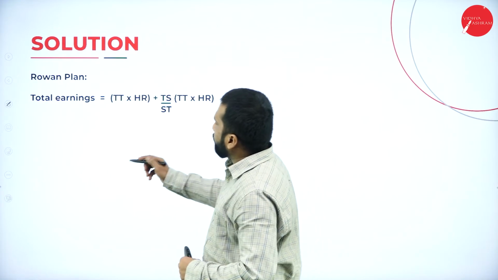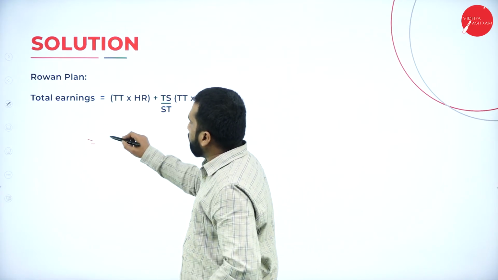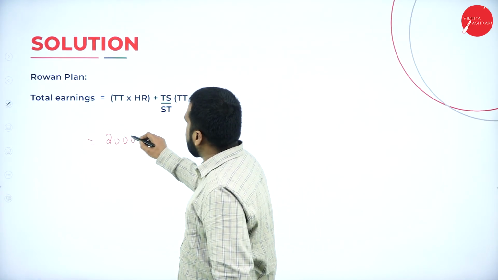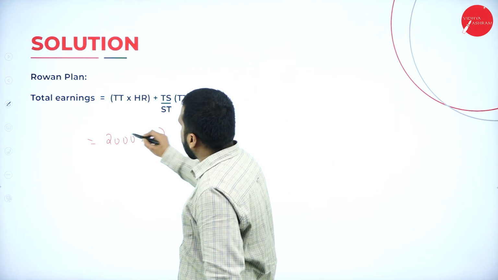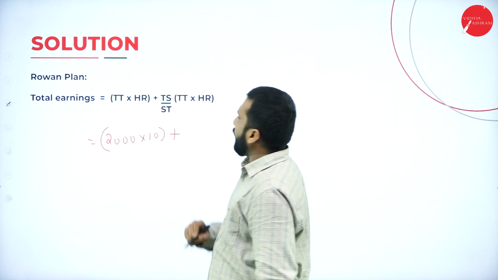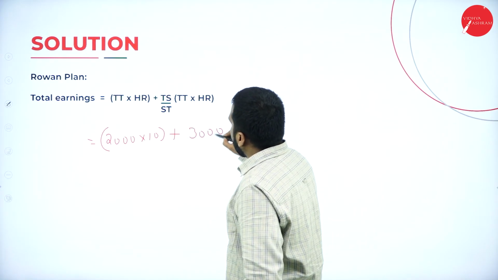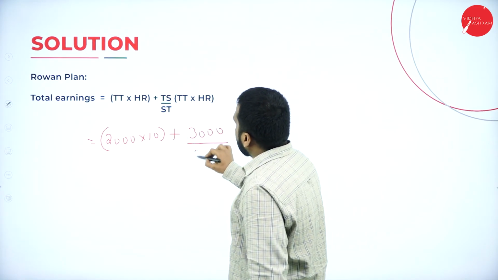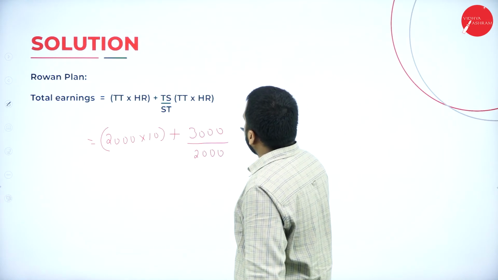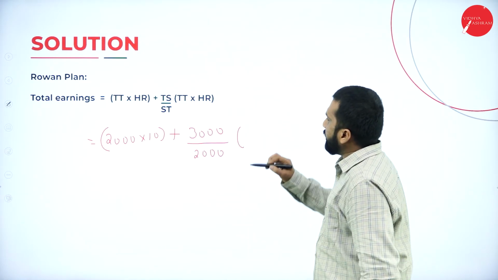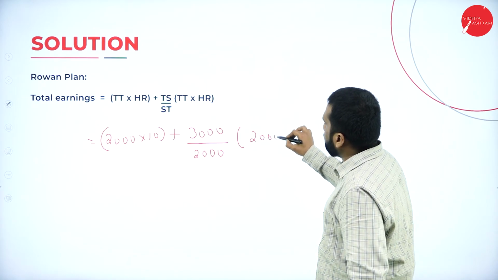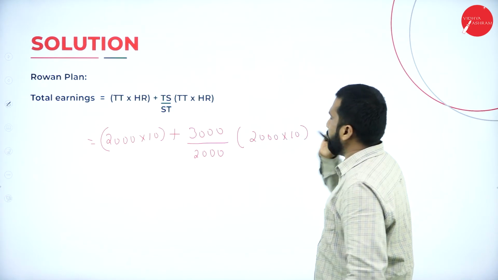As per the Rowan plan, time taken. What is the time taken? 2000 hours. What is the hourly rate? 10 rupees. Plus time saved. What is the time saved? 3000. What is the standard time? 5000 hours is standard, and time taken is 2000. Similar, we copy and paste, same thing.